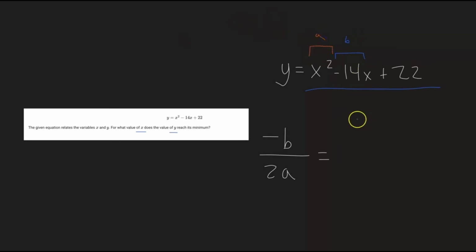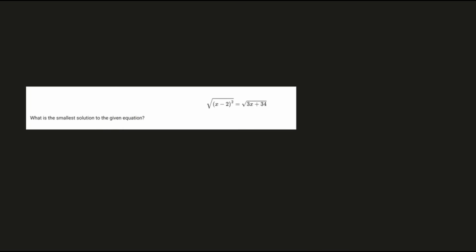So then our b value will be negative 14, but this is negative b, and so we have negative negative 14. And then for the bottom part, we know a is just going to be 1, so 2 times 1 is 2. And so we will get 14, because a negative of a negative is positive, over 2. And 14 over 2 is going to be 7. And so 7 will be our x-coordinate of the vertex. We know the vertex here represents the minimum, where y will reach its minimum.